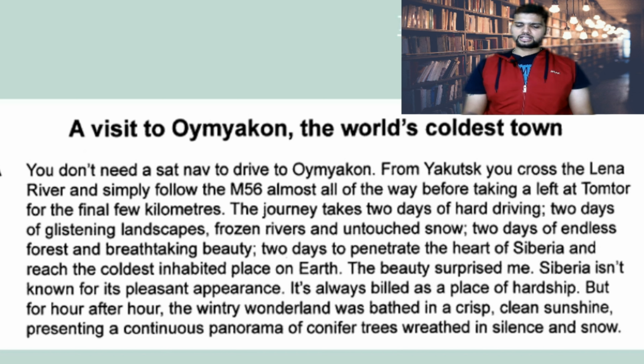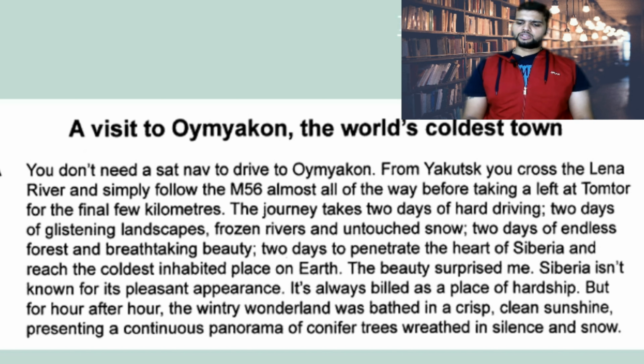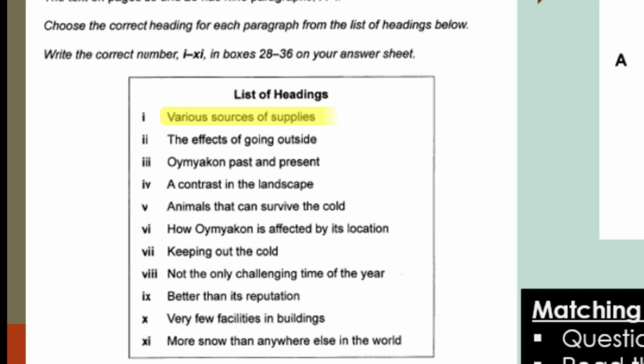So over here, they are just explaining the beauty and the hardship involved in reaching this place, and the author was surprised because the normal impression is that Siberia doesn't have a pleasant appearance, but it does. So, going through the options: sources of supplies, not mentioned. Effects of going outside, not mentioned. Omyakon past and present, nothing mentioned. Contrast in the landscape, maybe. Animals, nothing mentioned. Omyakon is affected by its location, nothing mentioned about the location here. Keeping out the cold, nothing mentioned. Not only the challenging time of the year, nothing mentioned. Better than its reputation.